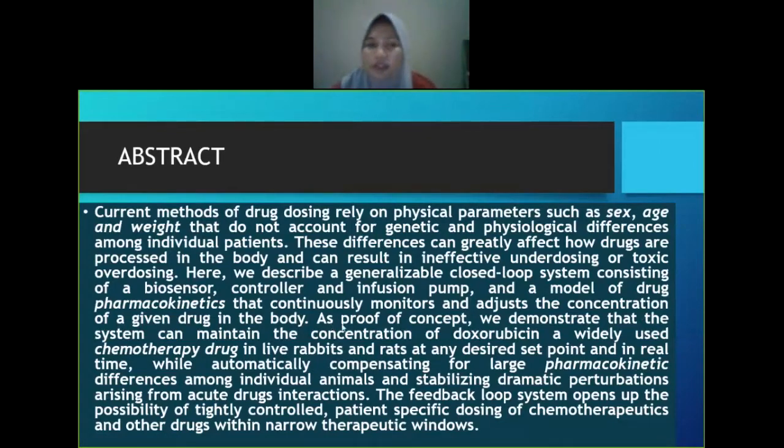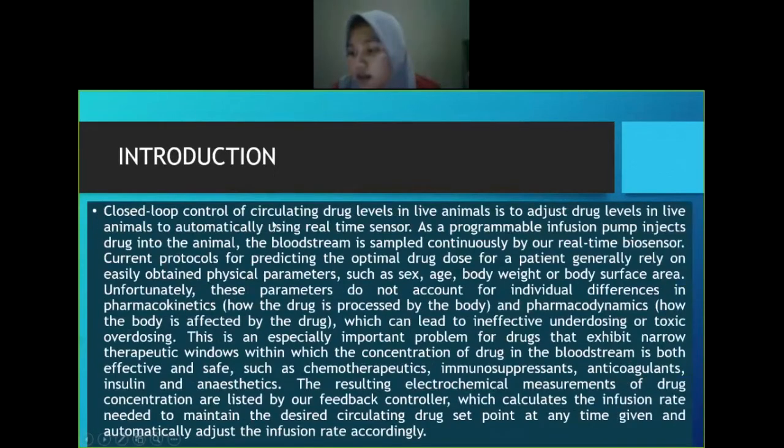For the introduction, closed-loop control of circulating drug levels in live animals is to adjust drug levels in live animals automatically using a real-time sensor. As a programmable infusion pump injects drug into the animal, the bloodstream is sampled continuously by our real-time biosensor.